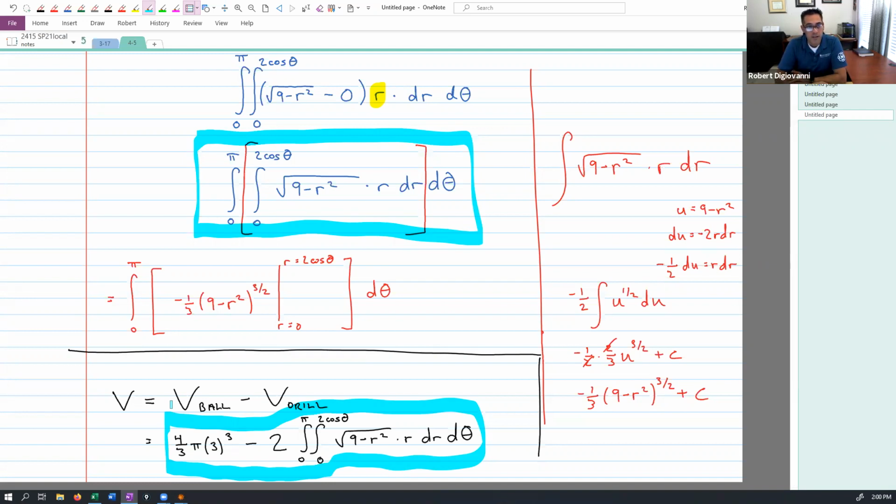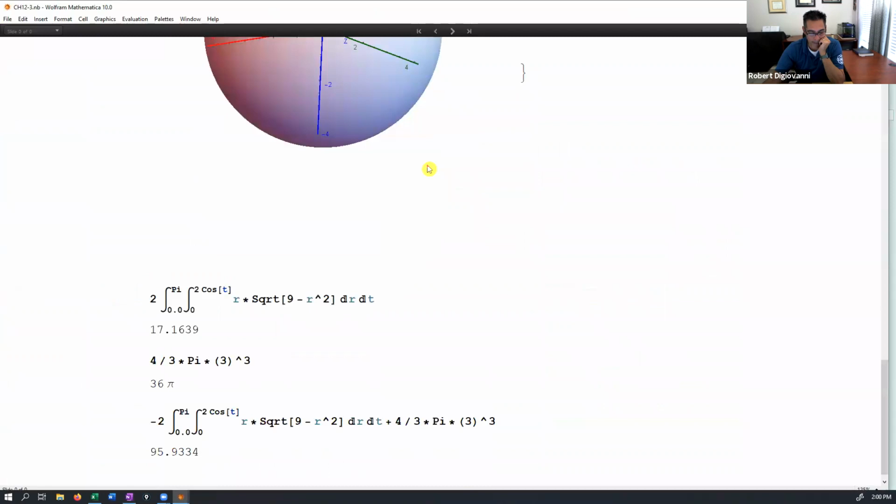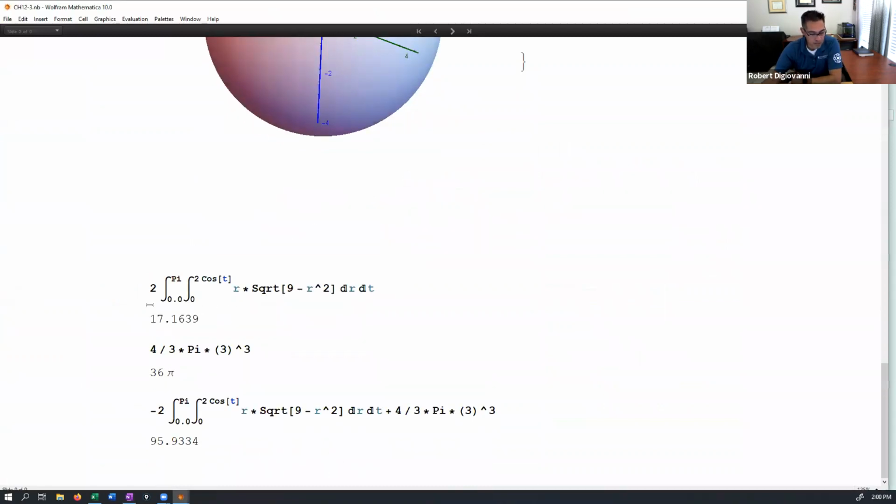All right, what do y'all think? This integral we could do on a computer. I actually think I did it on my computer. Hold on, let me see. Yeah, so I did this. I already had it do it for me. And when I did that, I got 17.1639. And then I did the volume of the ball itself, which was 36 pi. And then I took that answer and I asked the computer to subtract 2 of those integrals.